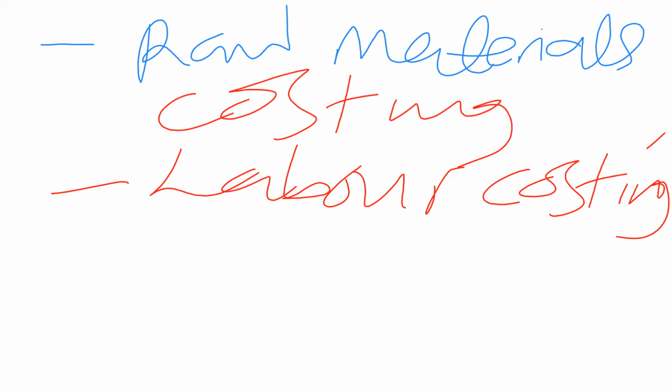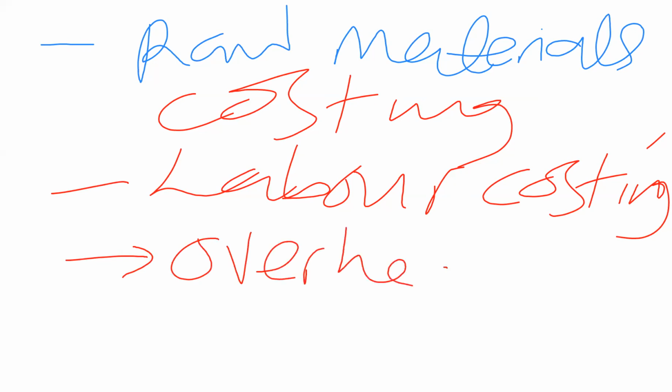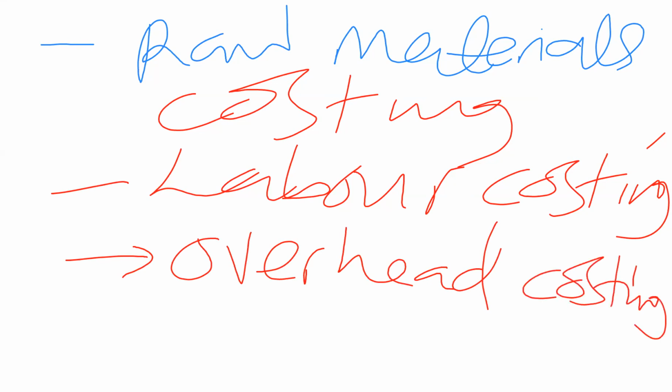Once we have known how to cost for labor, and how to cost for raw material, it will be important for us to consider overhead costing. This one is actually one of the most serious. Overhead costing, you will look at all the costs that involve production, like the production costs.